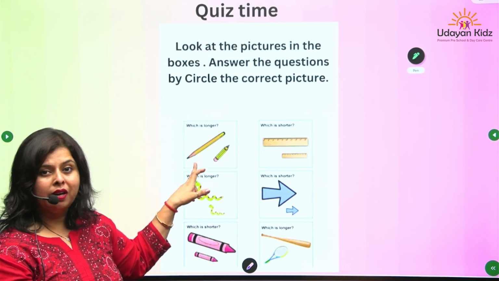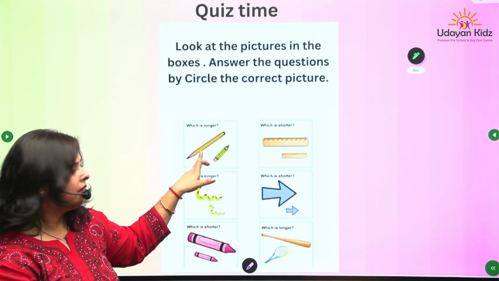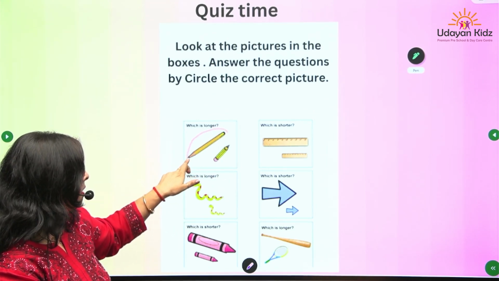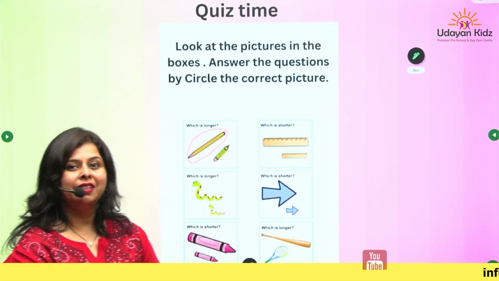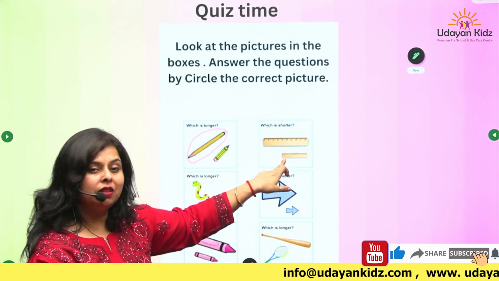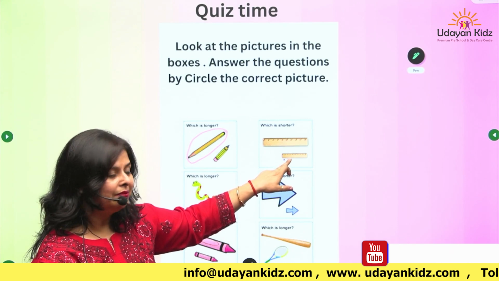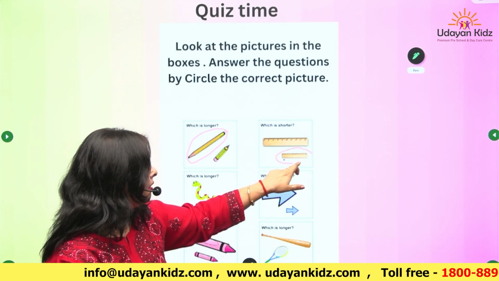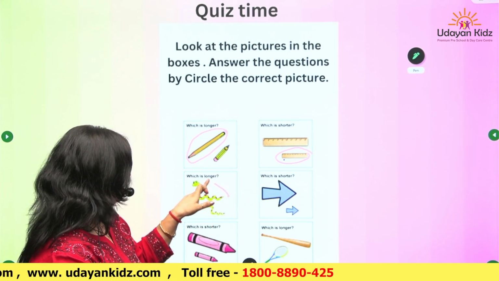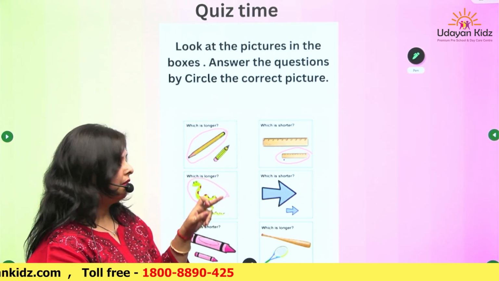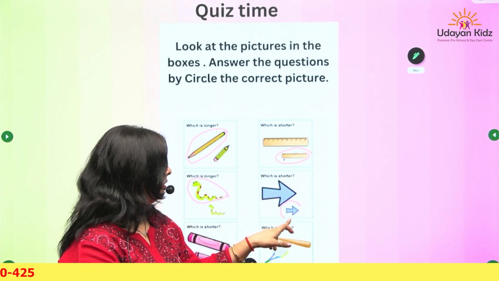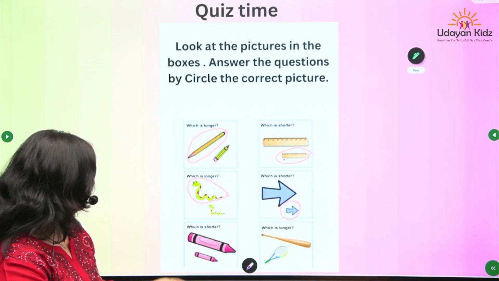Which is longer? This one or this one? This one. Very good. Next, which is shorter? This one or this one? Very good. This one. Which snake is longer? This one. Very good. Which arrow is shorter? This one. Well done, children.